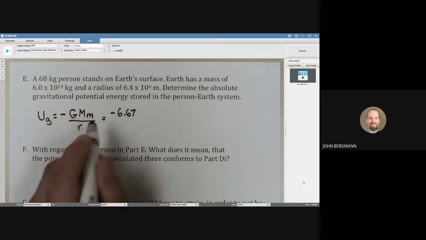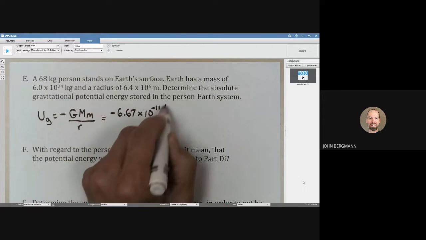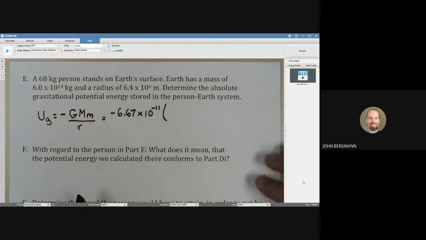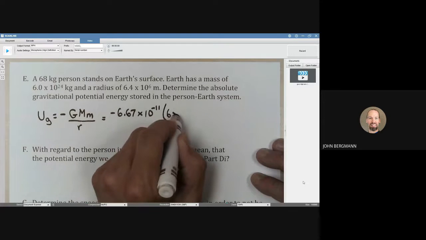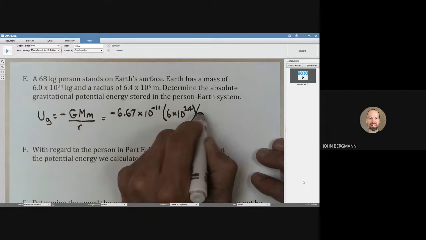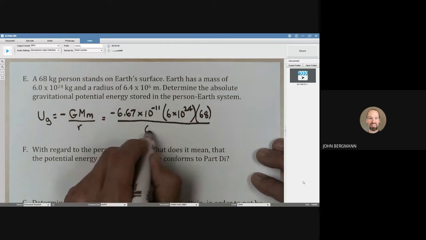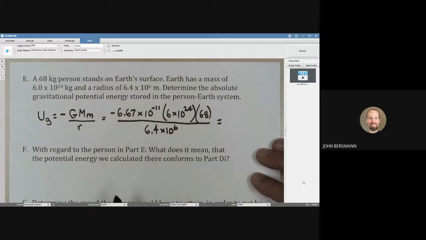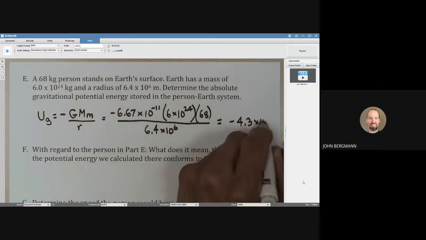Negative, and then G is 6.67 times 10 to the negative 11. As long as the other units are fine, we're not going to worry too much about putting the units into our work here. One of the masses is 6 times 10 to the 24th. The other mass is the mass of the person, 68. And we're going to divide by the distance between them, which is approximately the radius of the Earth. Feel free to type that in if you want. When I did, I got this, negative 4.3 times 10 to the 9th joules.